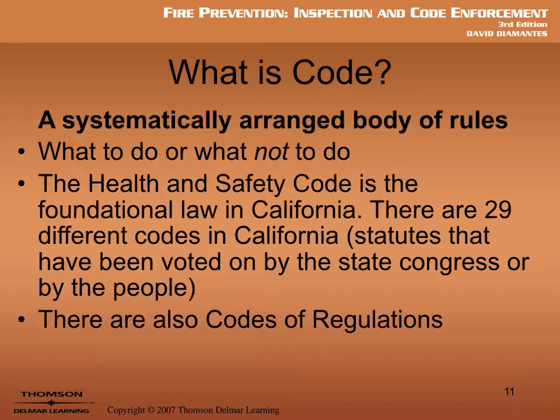Well, the answer to that is simply a systematically arranged body of rules. That's the most simple answer to code. Code is any systematically arranged body of rules. Now, there's another part to that definition that isn't written down here, but it's important to understand. It's a systematically arranged body of rules that's written down. It has to be written down. It has to be made official.